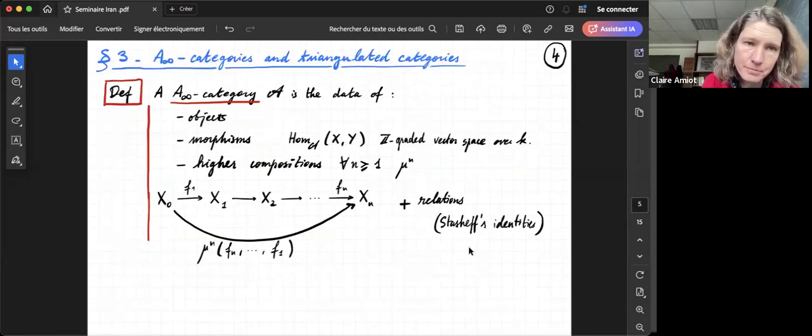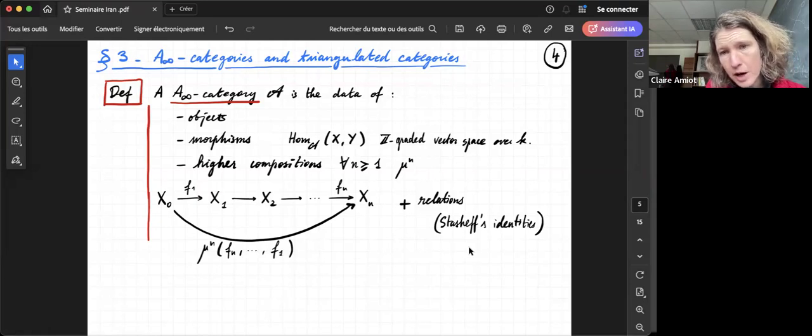First, a definition, which is not super precise, but just gives you an idea. An A infinity category is the data of some objects and some morphisms. Given two objects, X and Y, I can define a hom space between X and Y, and this set of morphisms between X and Y has some additional structure. It's a Z-graded vector space over the field K.